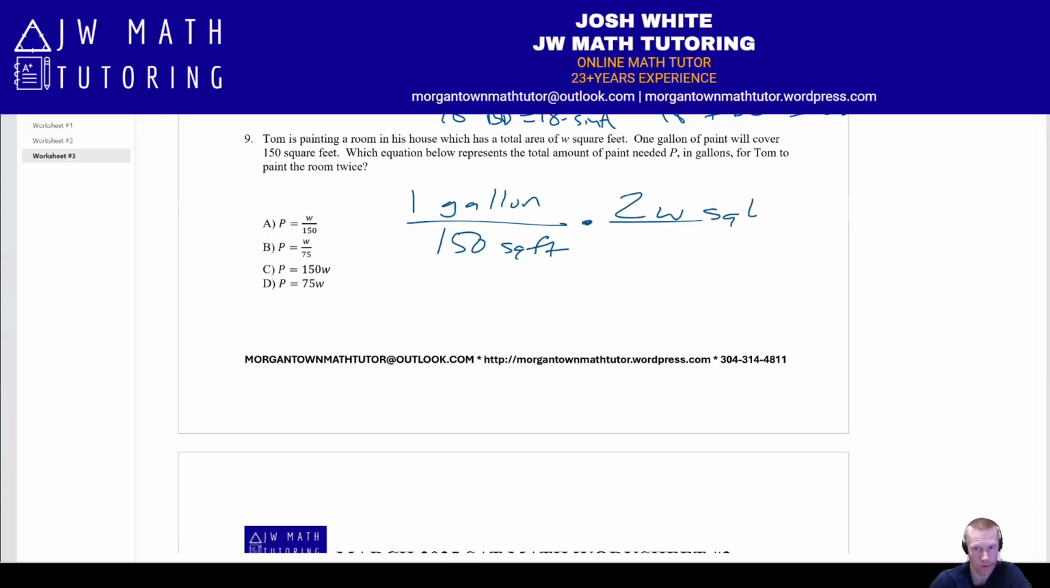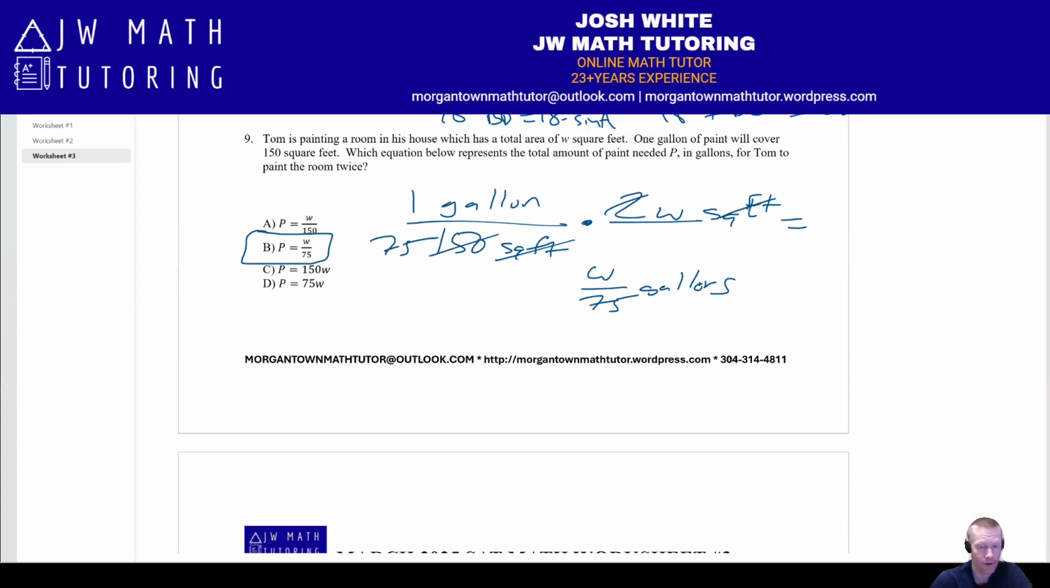technically 2W square feet. So now these units cancel out. The 2 and the 150 become 75, and you're left with just gallons. And specifically, you're left with W over 75 gallons. So the correct answer to this is just letter B.